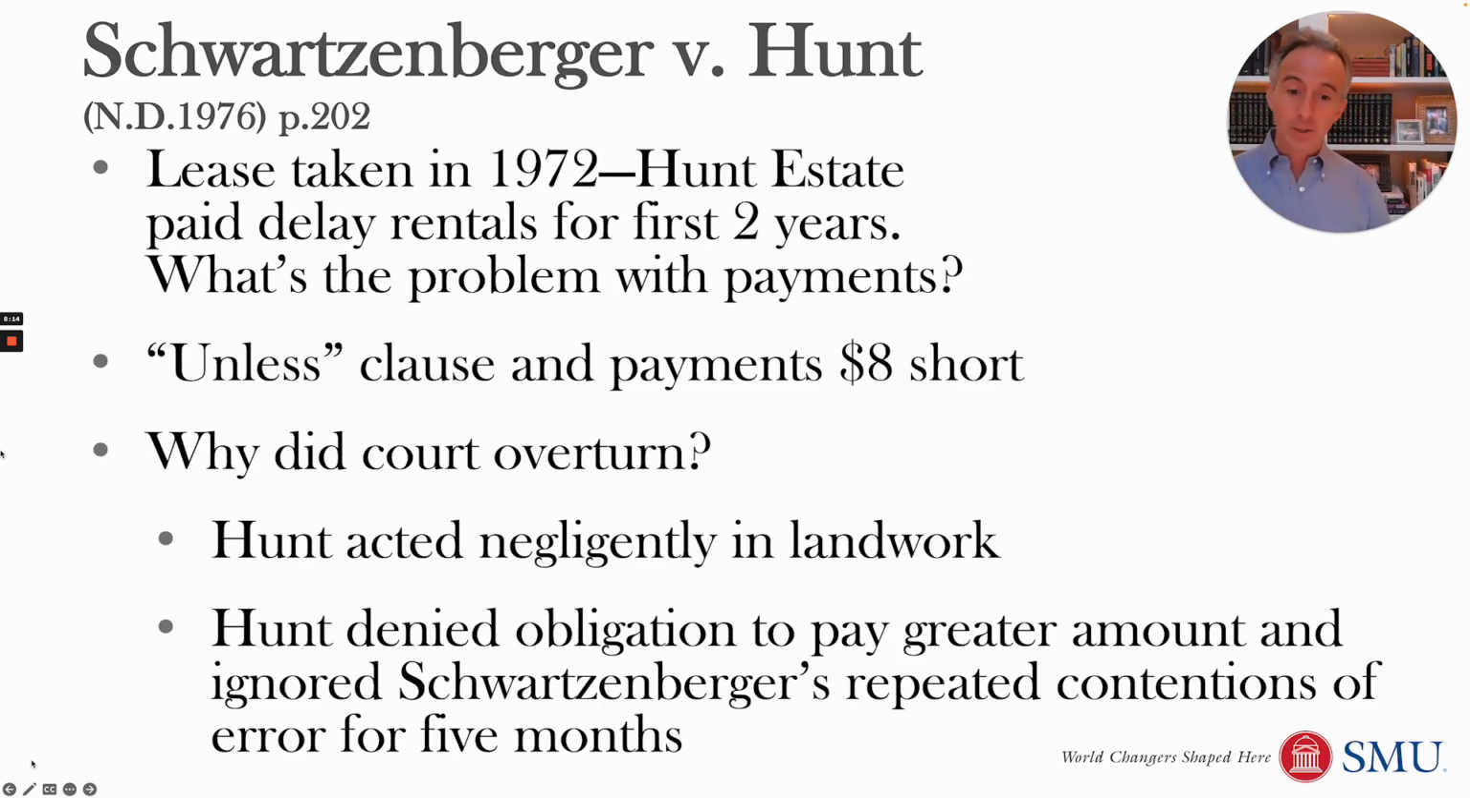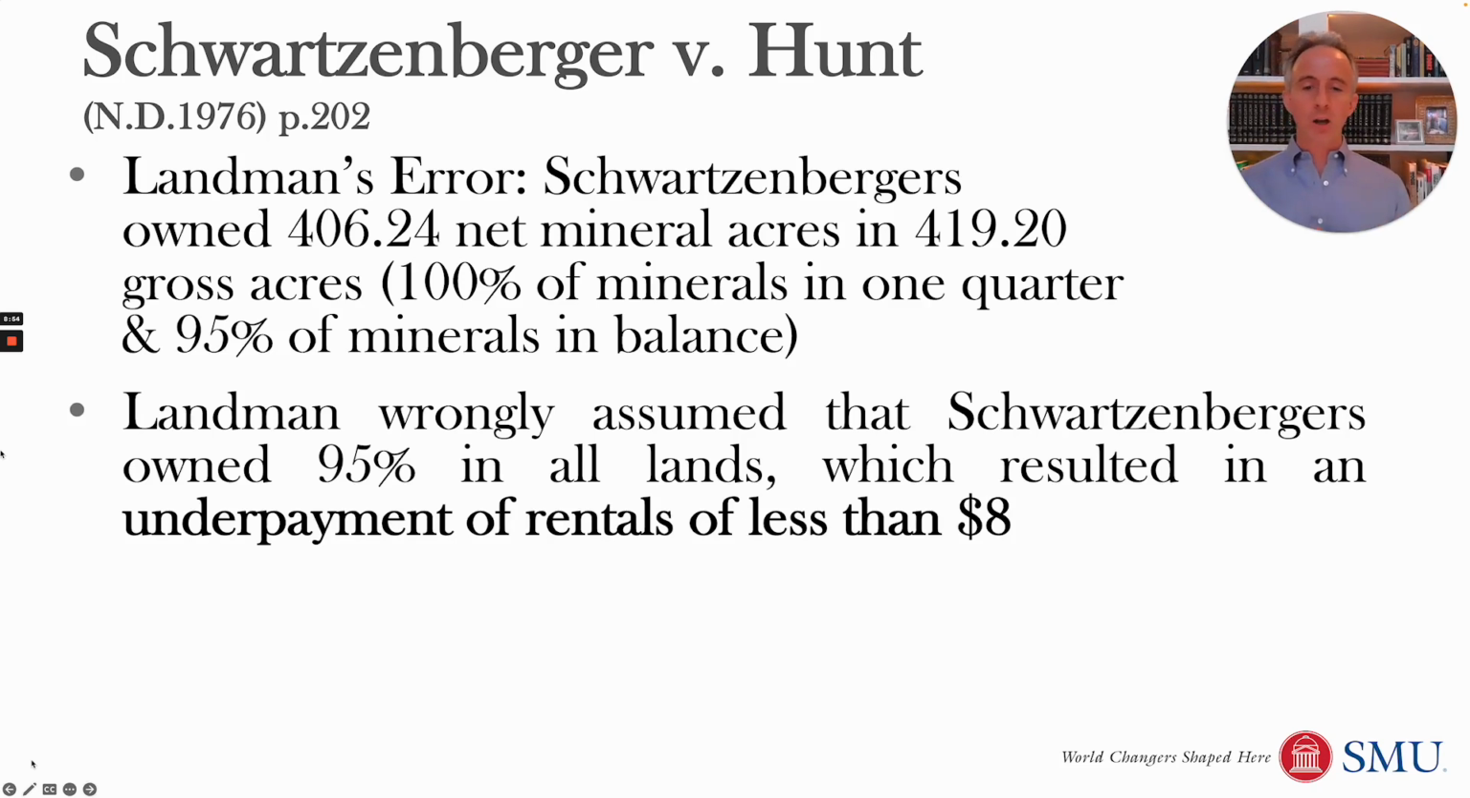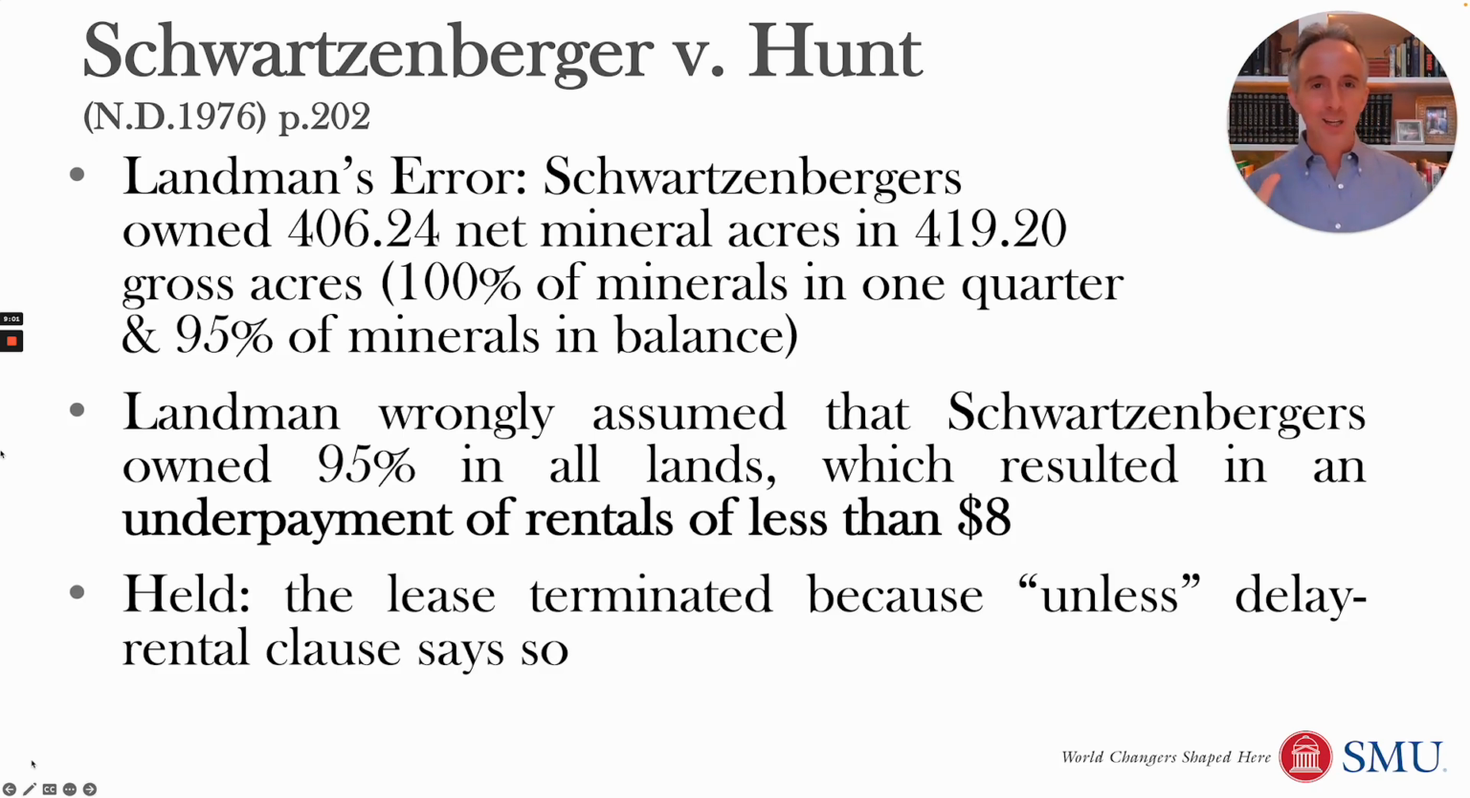So we get this seemingly pretty harsh result, which is you paid a bunch of money for this lease, for the option to drill, for 10 years, and you lose it because you were $8 short in your rental payments. Really what happened here, it seems that the landman for Hunt made an error. The landman, the one that actually goes through the title record to see who has the property. It turns out Schwartzenberger's actually had a little bit more acreage than they thought, because although they only had 95% of the minerals in most of the property, they had 100% of the minerals in 1/4. The landmen wrongly assumed that they owned 95% throughout all of it, and so the delay rentals were a little bit short. Now you notice an in-gross clause that we talked about in the last lesson might have protected the Hunt here.